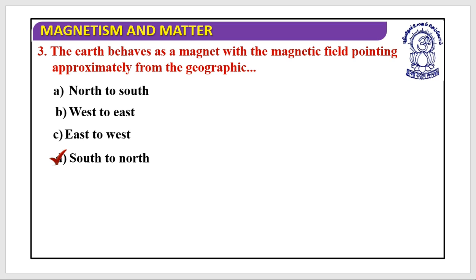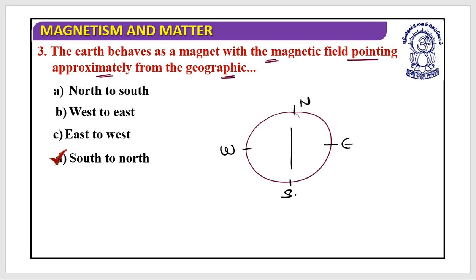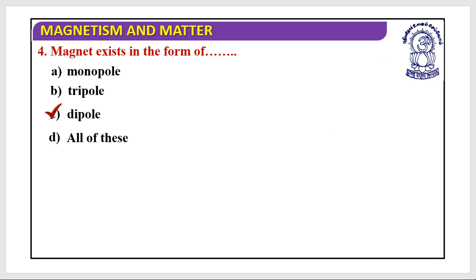Next question. The earth behaves as a magnet with the magnetic field pointing approximately from where to where? Let's say this is NEWS. That means this is north, this is east, this is west, this is south. So it will point from south to north. Next, a magnet always exists in the form of a dipole, not a monopole or tripole.